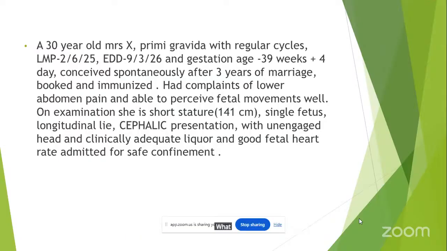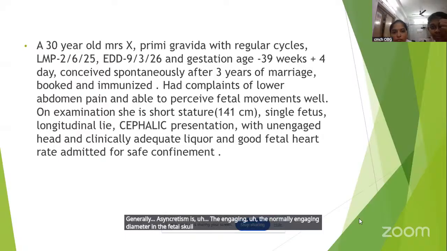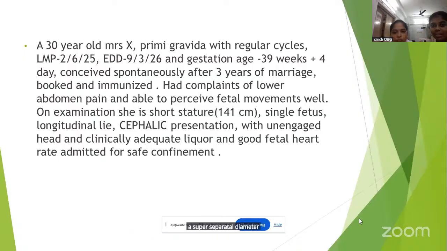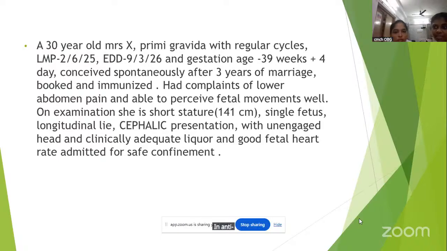What is asynclitism? Normally the engaging diameter in the fetal skull is the biparietal diameter, ma'am. If the supra-subparietal diameter is the engaging diameter, it is asynclitism. What is anterior, what is posterior? In anterior asynclitism, the anterior parietal bone will go in front, deep into the pelvis, ma'am.